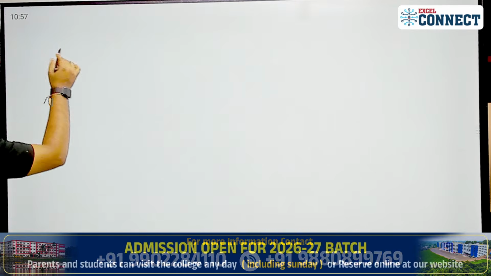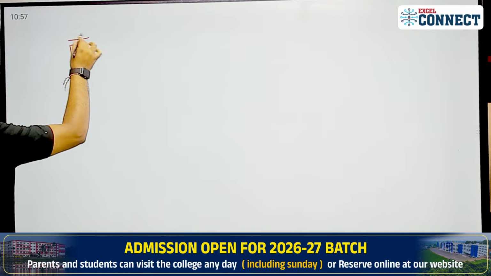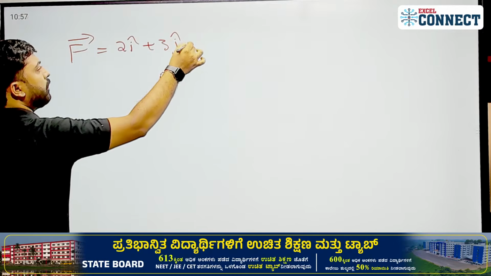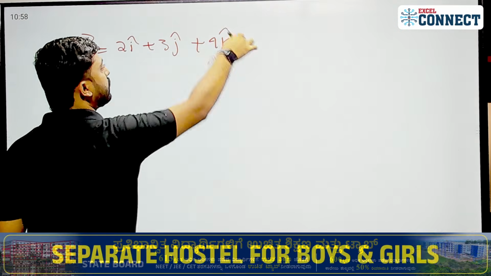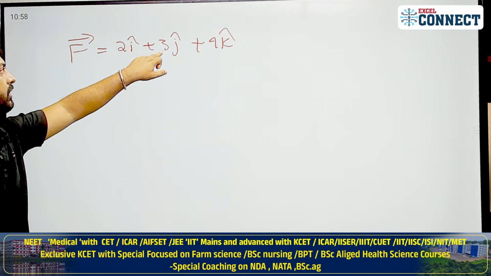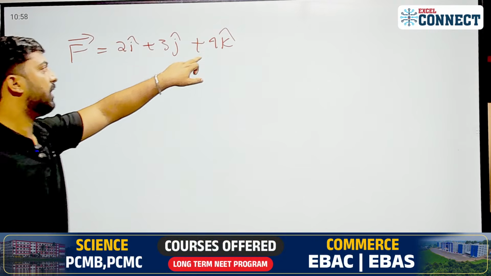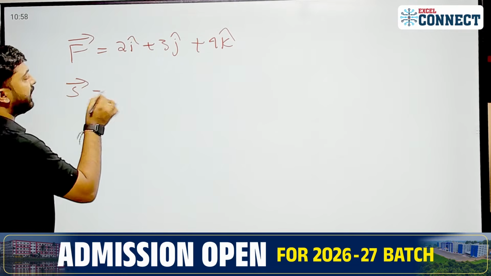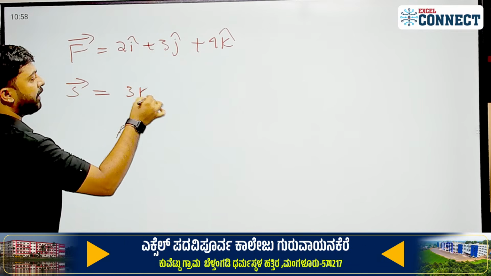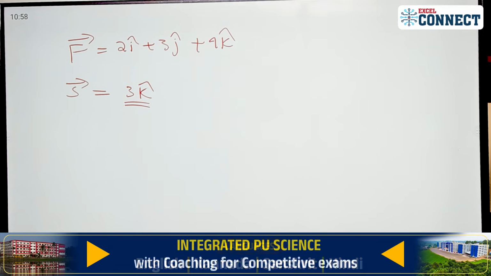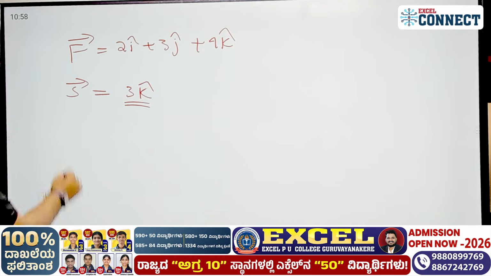So we shall solve one more problem. A force is given by 2i plus 3j plus 4k, which means force in the x-axis is 2 Newton, force in the y-axis is 3, and force in the z-axis is 4, and displacement is given as 3k cap. It means the body is moving only in the z direction. Find the work done.